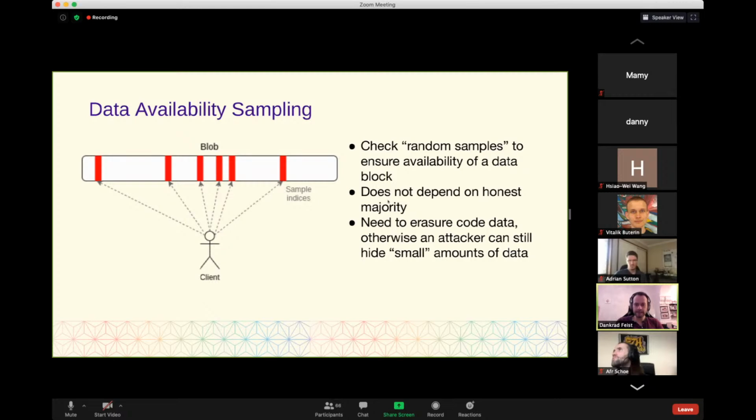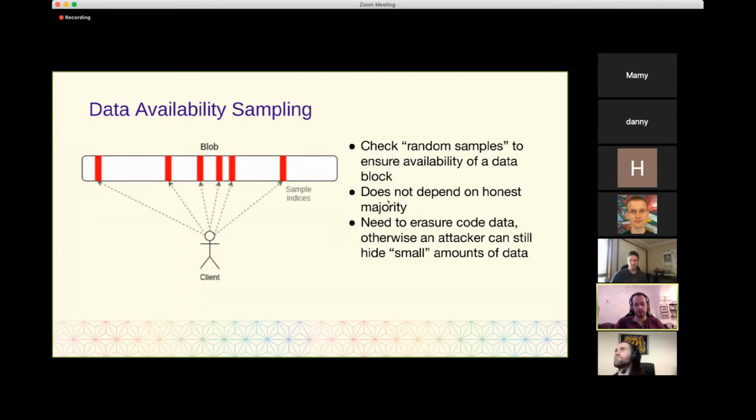In order to be able to do this, we need to do some encoding of the data, so-called erasure coding. Because if you just sampled the data itself, the random samples, and an attacker is, say, just hiding one of the chunks, it's very unlikely that you're going to hit that one. So it's easy to hide small amounts of the data, and we want to avoid that.